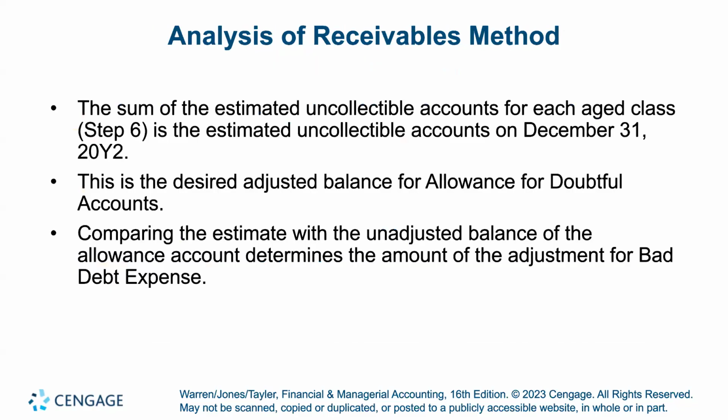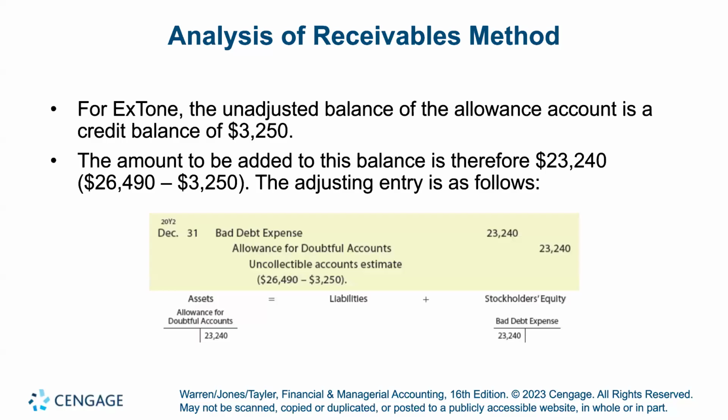So we're going to look at that in a minute here. So here's what I told you. The sum of the estimated uncollectible accounts for each age class is the desired adjusted balance of the allowance for doubtful accounts. So we're going to do a journal entry that brings the balance of the allowance for doubtful accounts up to that desired balance. Okay. So for X-Tone, they had an unadjusted balance on their allowance for doubtful accounts of a credit of 3,250.